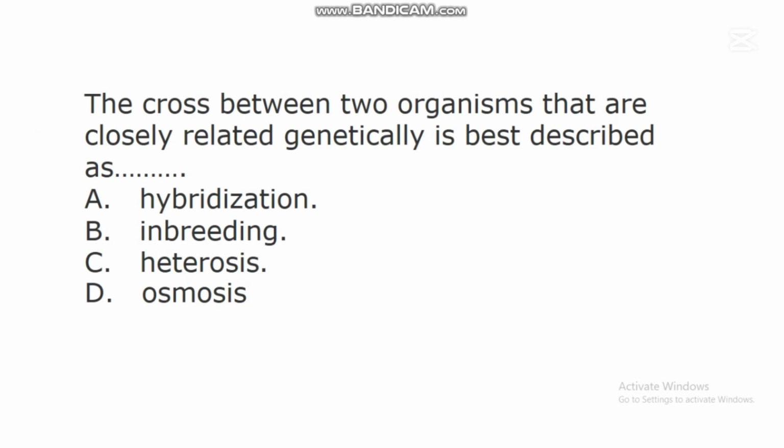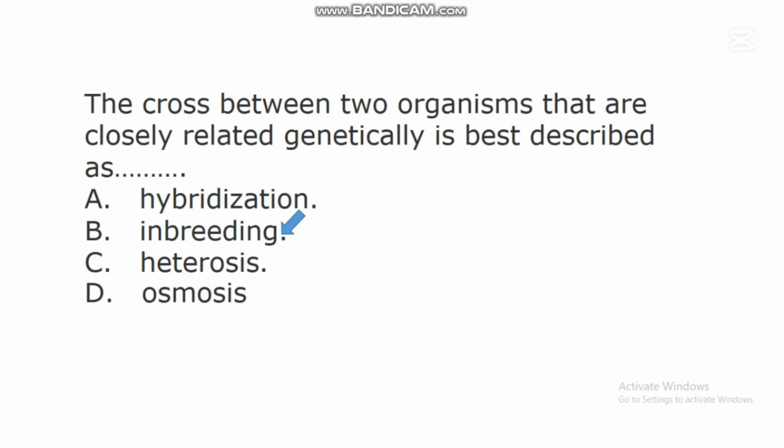The next question says, the cross between two organisms that are closely related genetically is best described as dash. A. Hybridization. B. Inbreeding. C. Heterosis. D. Osmosis. The correct answer is B. Inbreeding. This inbreeding is the cross between two organisms that are closely related genetically.